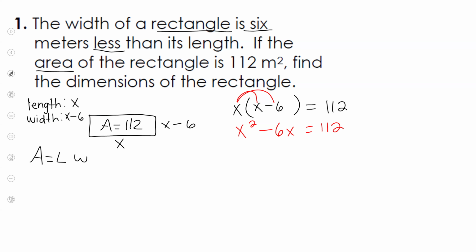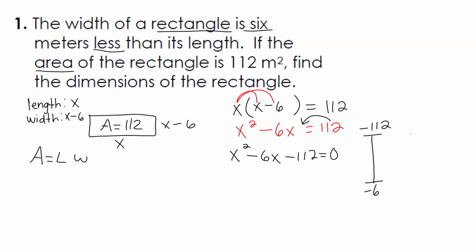Now I'm going to move 112 to this side so that I can have a quadratic equation. Now we can solve that. We can factor it. So guys, I need two numbers that will multiply to negative 112, but add to negative 6. I'm going to pause here and let you guys figure out those two numbers. Very good. Thank you. So we figured out that it's negative 8. And what was the other number? 14.